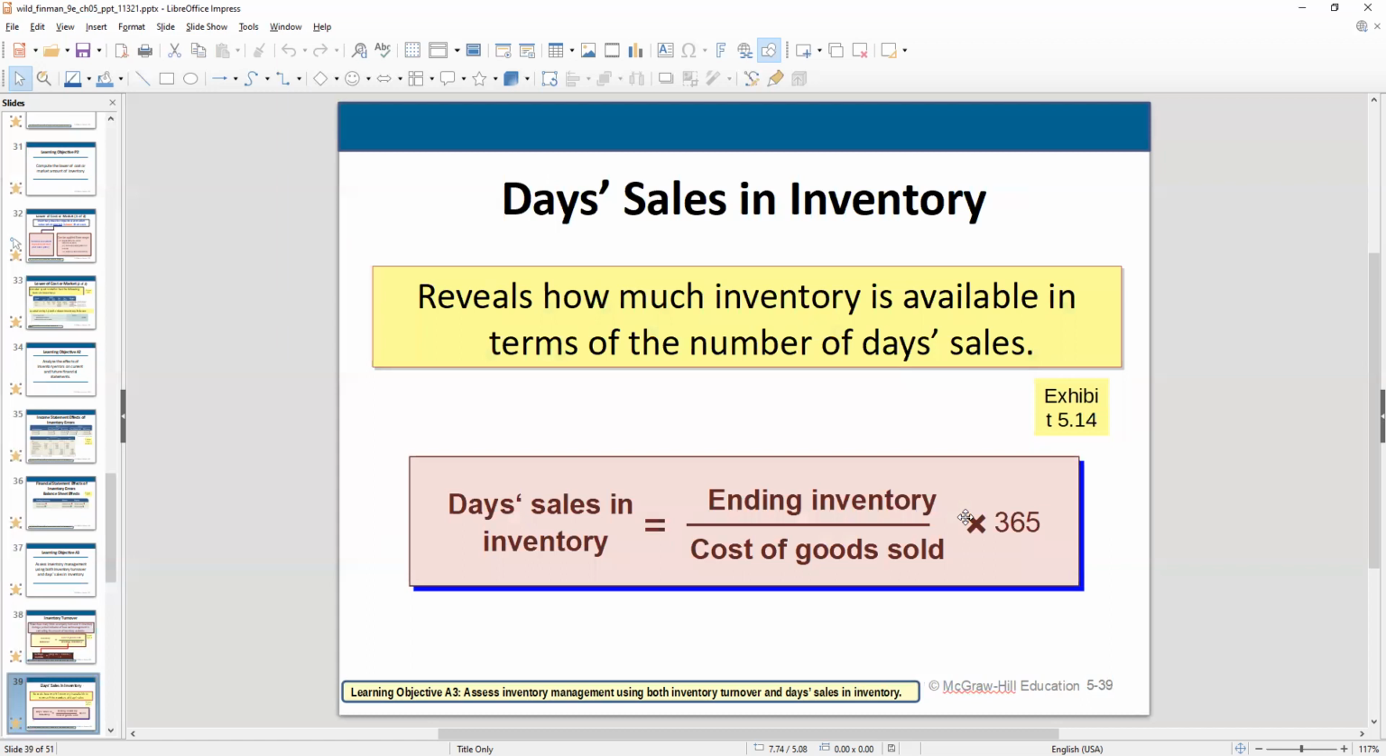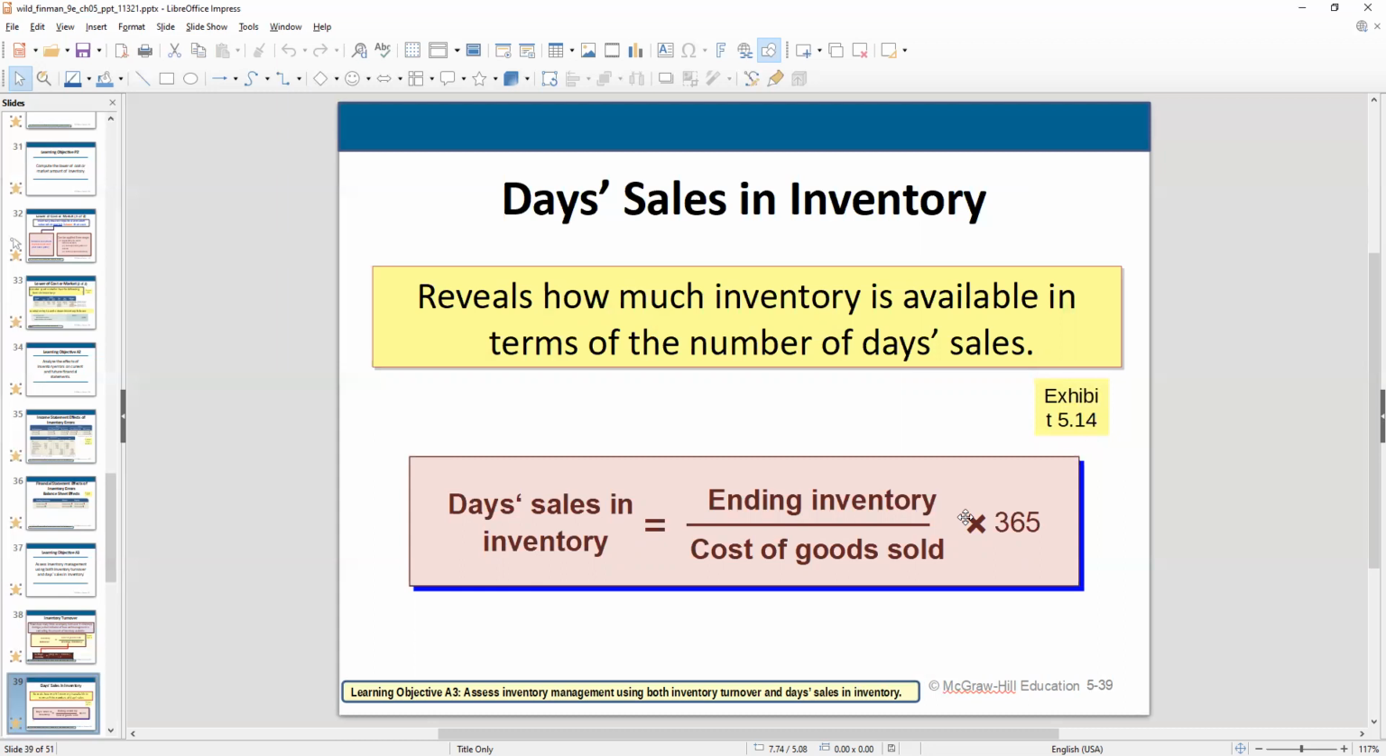Day sales in inventory. This is how much inventory is available in terms of the number of day sales. So you're going to take your ending inventory, divide it by your cost of goods sold and multiply it times 365. Okay. Again, you don't want this to be a high number, because the higher this number is means, again, you've got too much product sitting on the shelf.